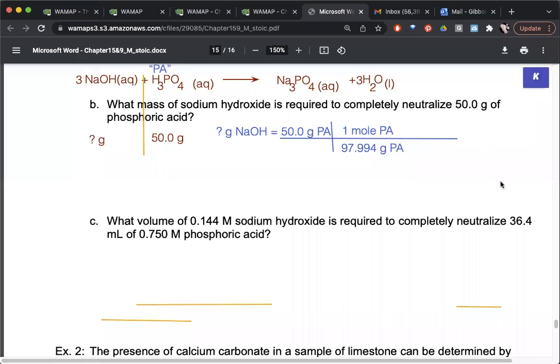And what next? We need to cancel out moles of phosphoric acid and turn that into moles of sodium hydroxide. Using those coefficients, we've got a 3 on top and a 1 on the bottom. All right, are we done yet? Let's see, not quite. We need to go to grams. So we will need that molar mass of sodium hydroxide.